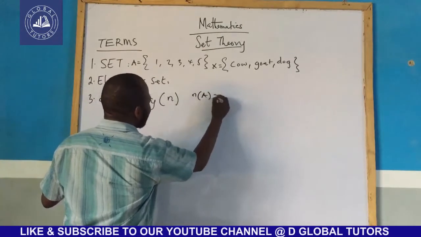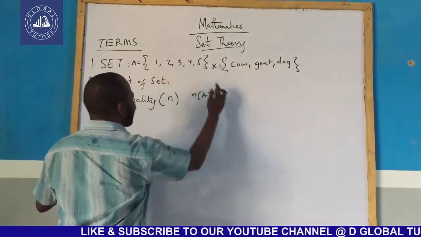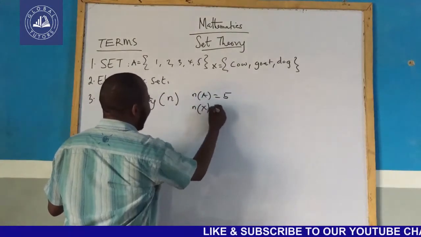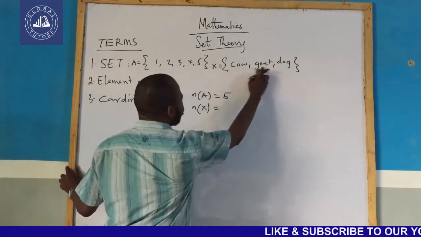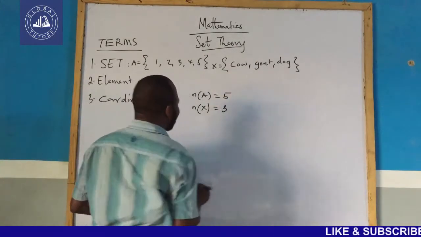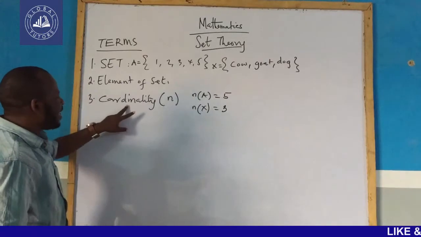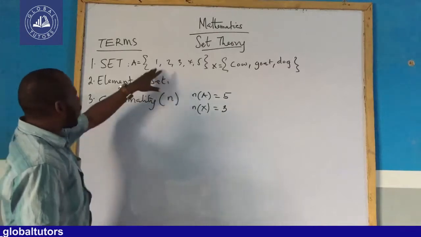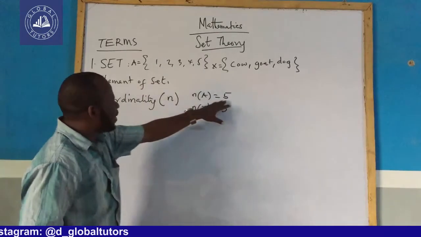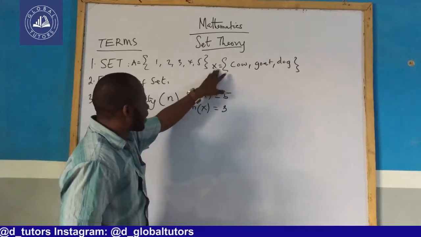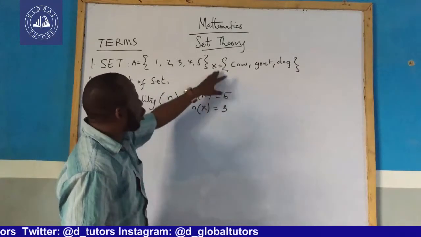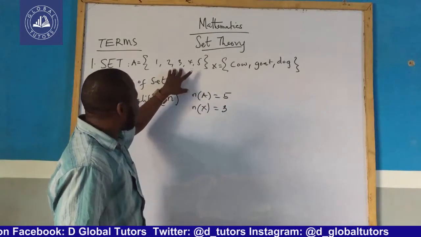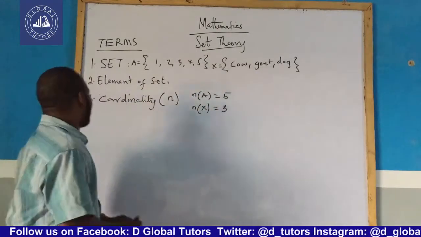the cardinality of set A will be, with elements 1, 2, 3, 4, 5, how many elements are there? 5. If I have cardinality of X, how many elements are there? 1, 2, 3. So the cardinality is 3. So cardinality is the number of elements collected in a set. For this set A, the cardinality is 5, and for this set X, the cardinality is 3, showing that 3 elements are collected here and 5 elements are collected here.